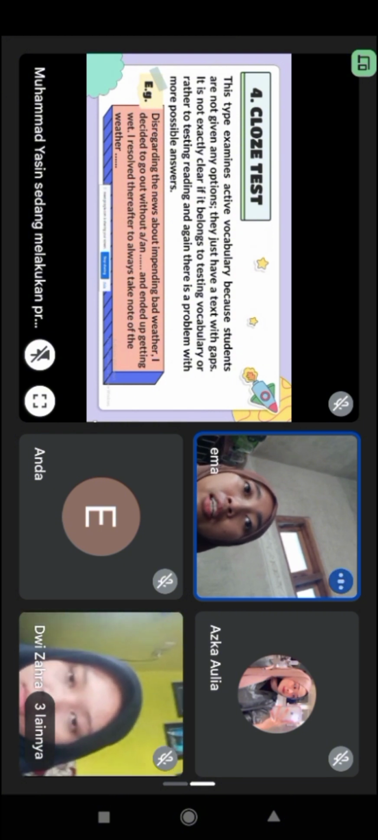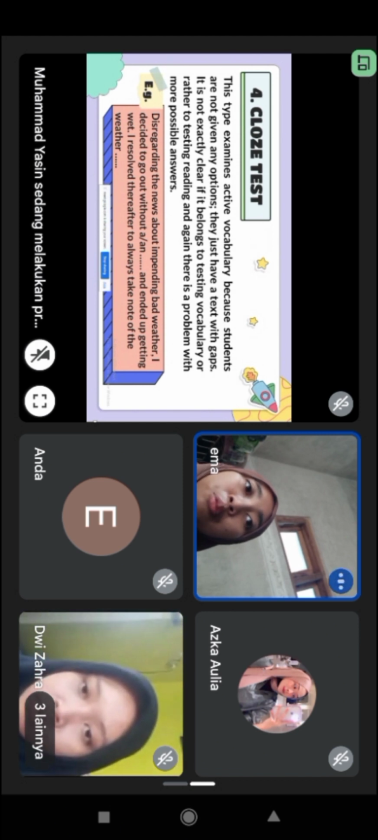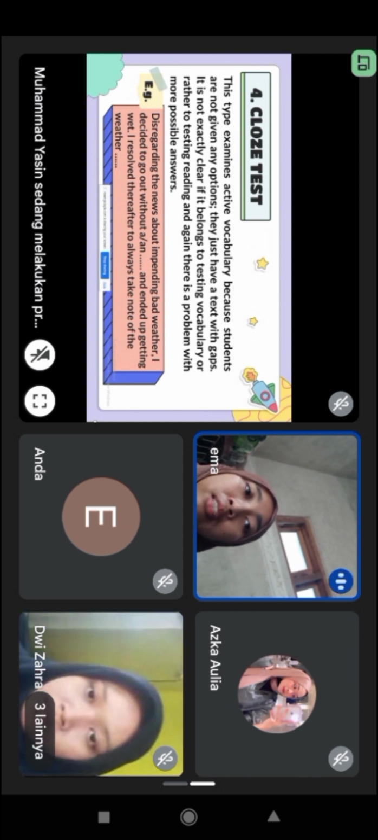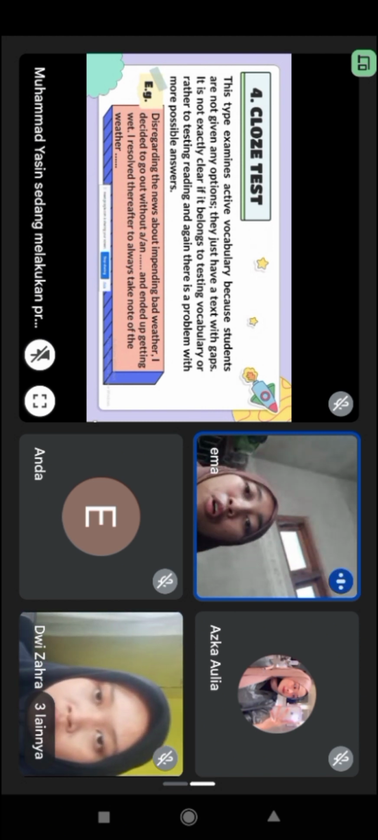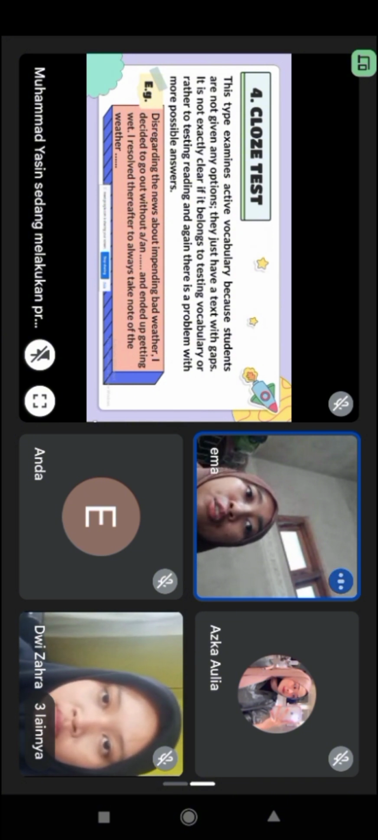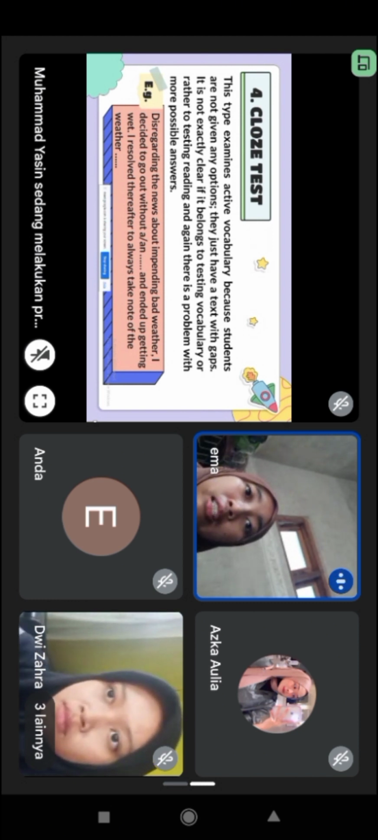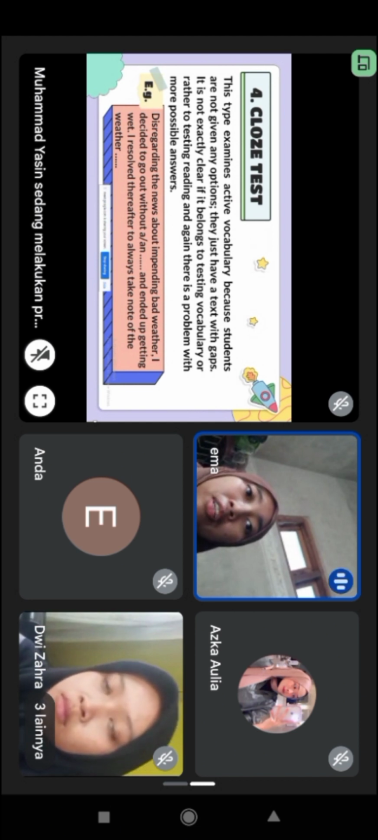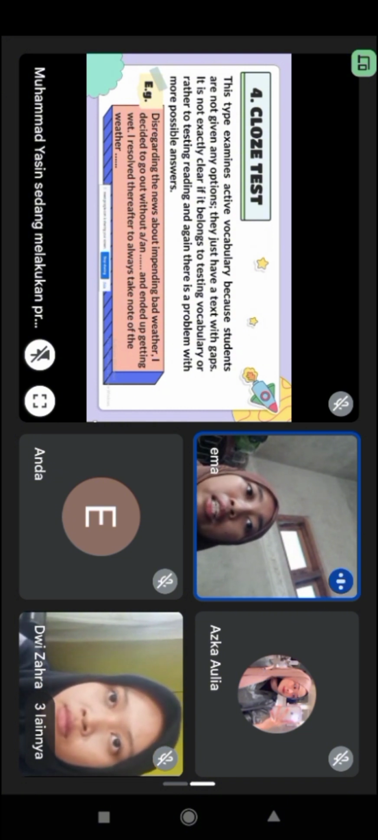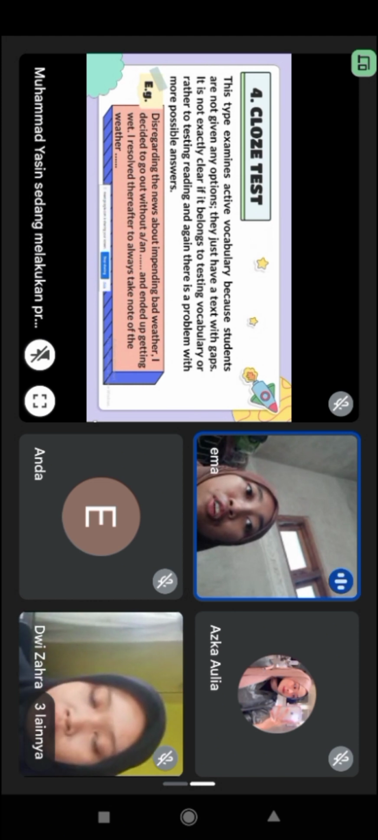It is not immediately clear if it belongs to testing vocabulary or rather to testing reading, and again there is a problem with both multiple and mixed. Here is a small example. Regarding the news about impending bad weather, I decided to go out because of blank and ended up getting wet. I resolved thereafter to always take note of the weather blank. The correct answer in the above scenario would be an umbrella or a raincoat for the first blank and report or forecast for the second.